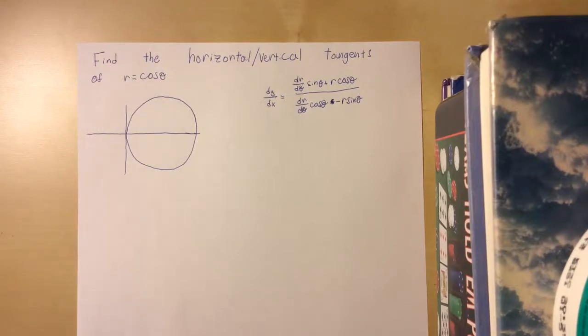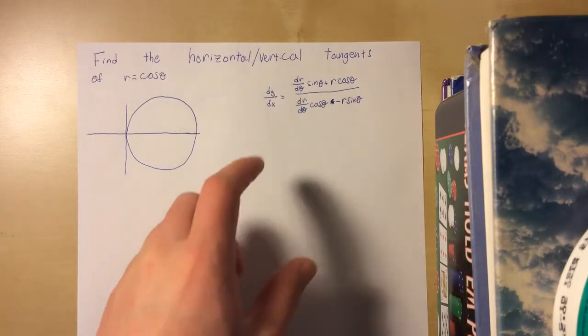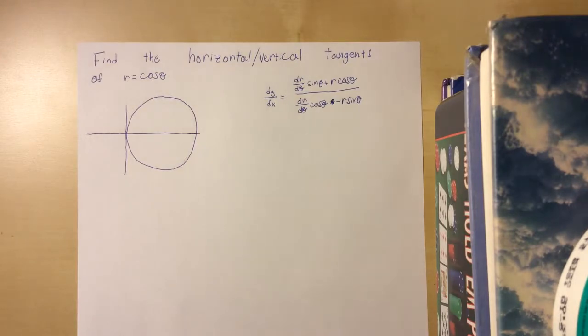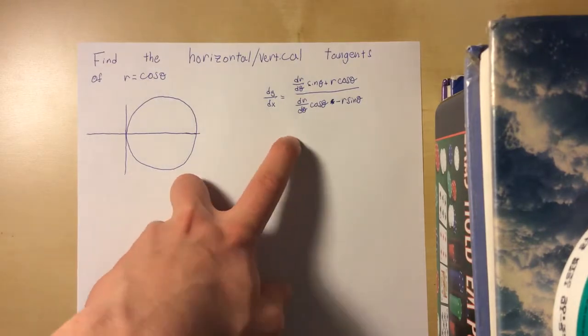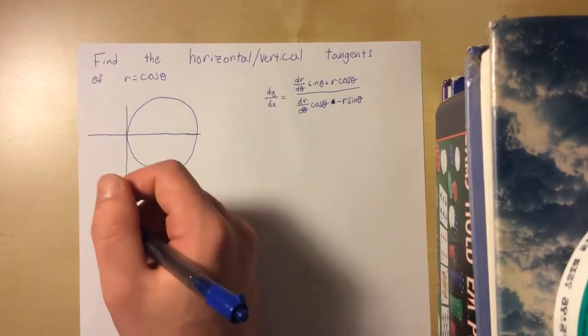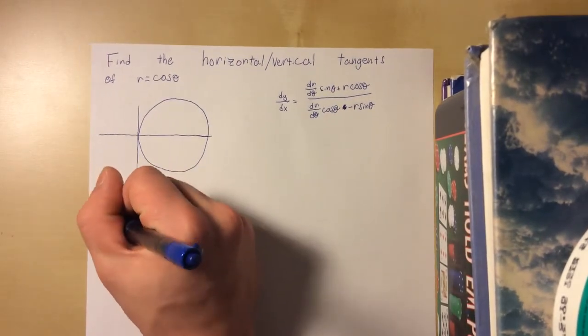So here's a practice problem for finding tangents to polars, and the question is to find the horizontal and vertical tangents of r equals cosine theta. So here we have a graph of r equals cosine theta, pretty much just a circle, and here's the equation for tangents to polars, and you can go to the previous video if you don't know how to derive this or if you forget. So let's go ahead and start off with the horizontal tangent.